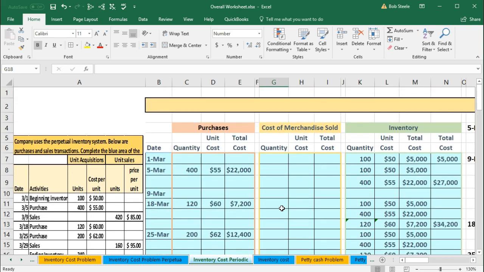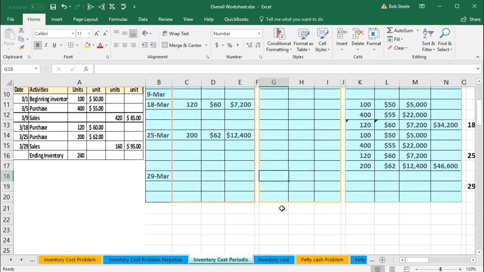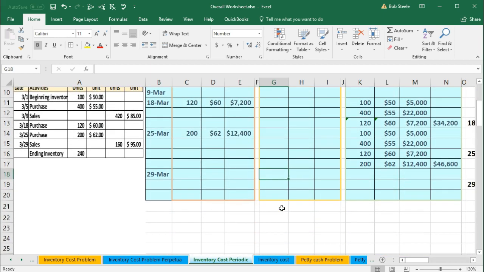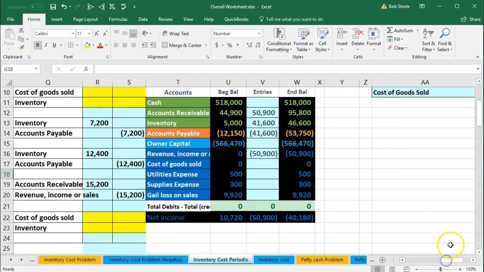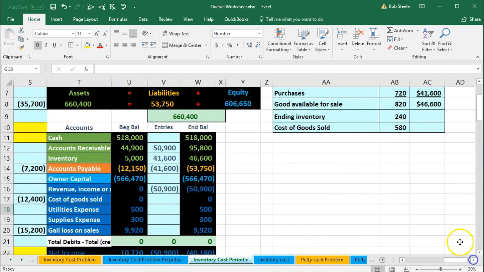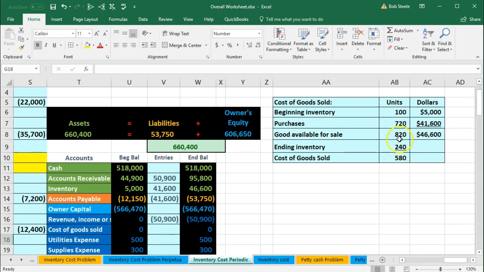We're going to now populate this column here and calculate, just for this one period, at the end of the time period, how much we have sold for the ending calculation. So we could go over here and say that the cost of goods sold as we counted in units was 820 minus the 240 ending inventory. We sold then 580 units. That's how many units we sold.